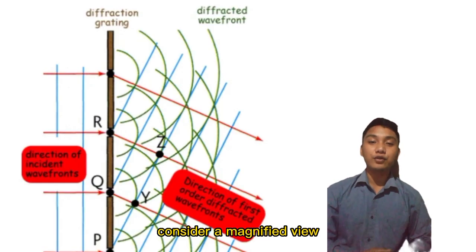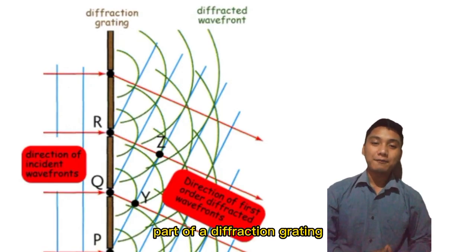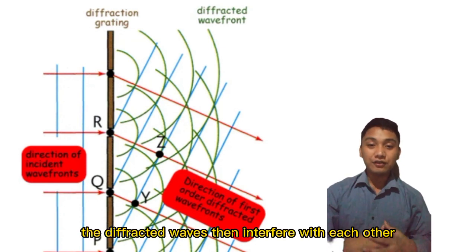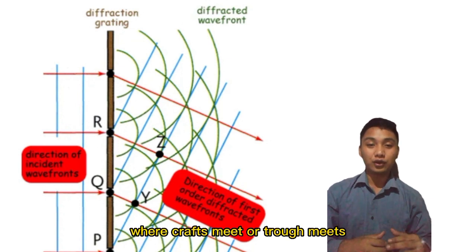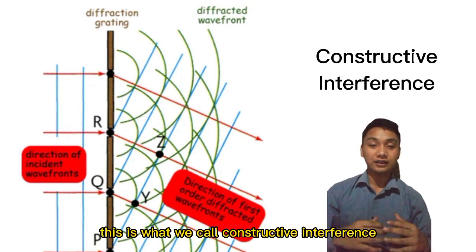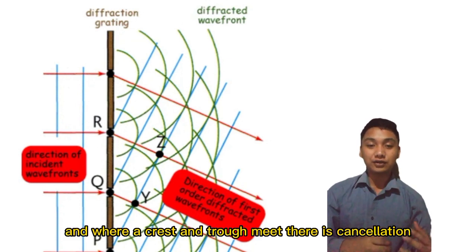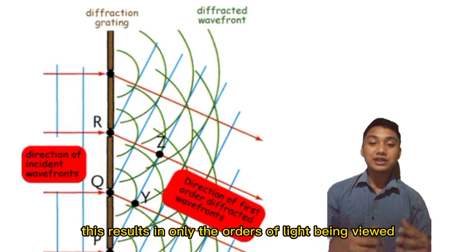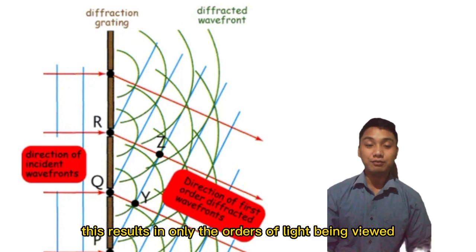Consider a magnified view of part of a diffraction grating. Each slit diffracts the light waves that pass through it. The diffracted waves then interfere with each other. Where crests meet crests or troughs meet troughs, there is reinforcement. This is what we call constructive interference. And where a crest and trough meet, there is cancellation. This is what we call destructive interference. This results in only the orders of light being viewed.